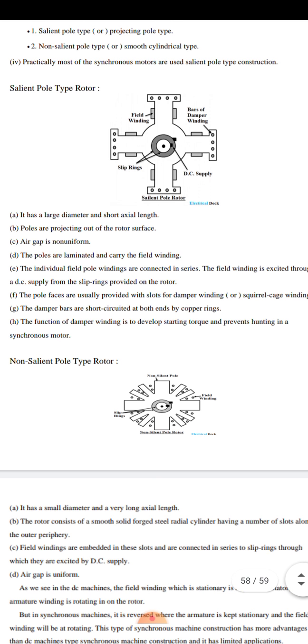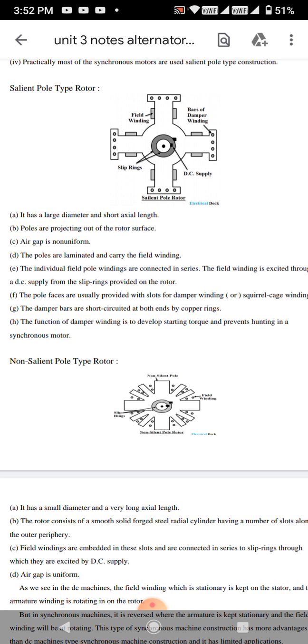First of all, the salient pole type rotor. It has a large diameter and short axial length. The salient pole type rotor will have a large diameter and short axial length, and poles are projecting out of the rotor surface.